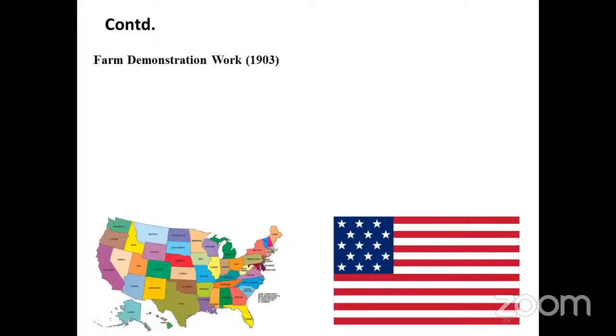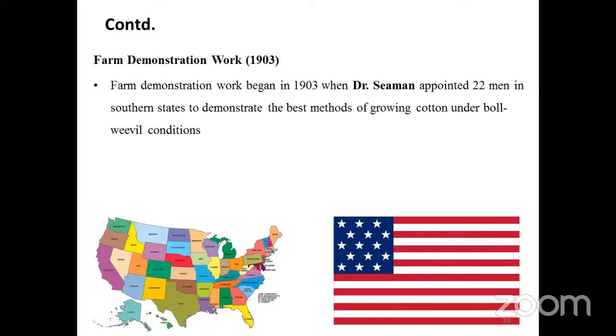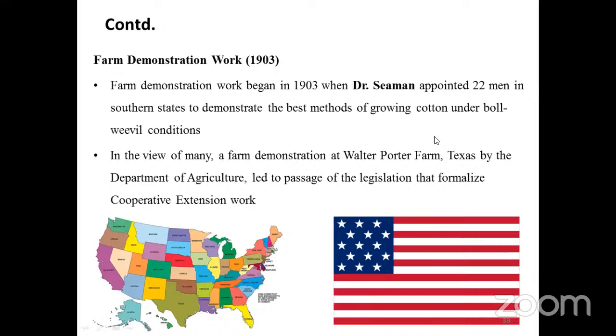Before that, I would like to mention that in 1903, they started farm demonstration work. You might remember this name, Dr. Seaman Knapp. In a few books, I have read his name as father of method demonstration also. I'm not sure, but I have read it as such. So you can also remember this name, Dr. Seaman Knapp, who started demonstration programs on cotton.